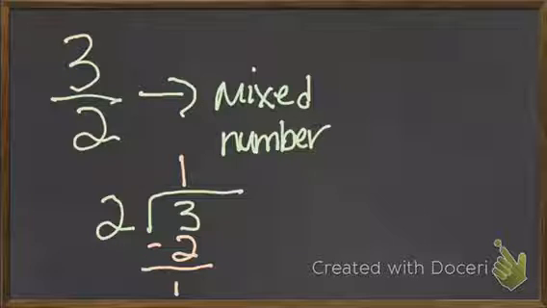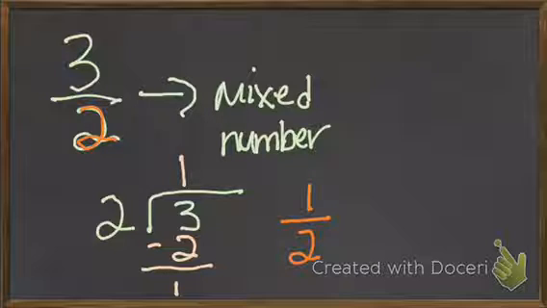So how do we write that down? Well, the remainder will always go on the top of the fraction bar. The denominator stays. How many times it goes evenly is the whole part of the mixed number. So you have 1 1/2.